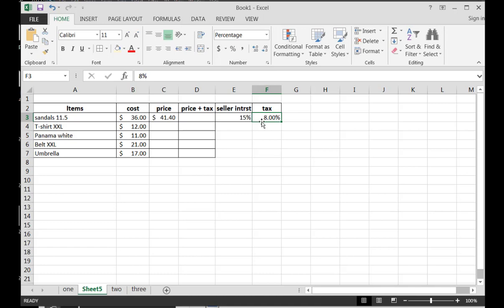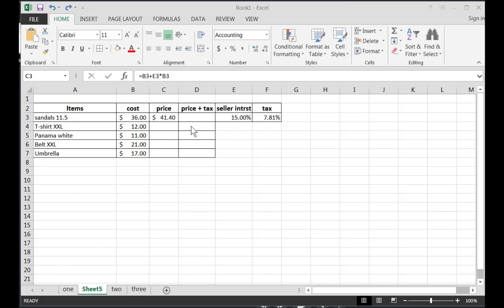Instead of this 8%, I need to put 7.81. This is a percentage. The same with seller interest. I would like to make it a little bit sharper than this, but I need to make 15% increased 2 times. So we increase the precision of sales tax and seller interest. So now we can see 2 numbers after the decimal point.